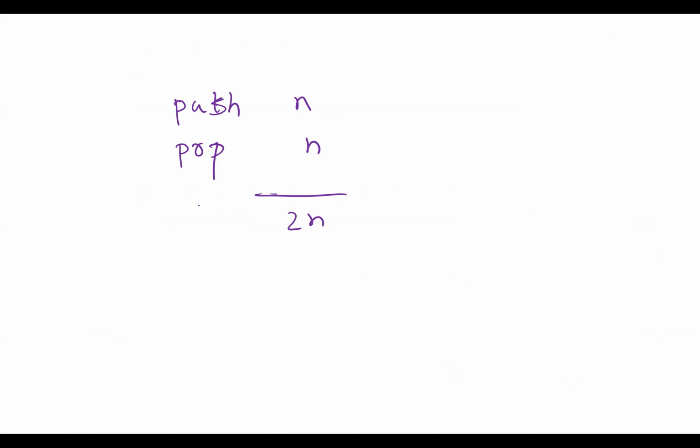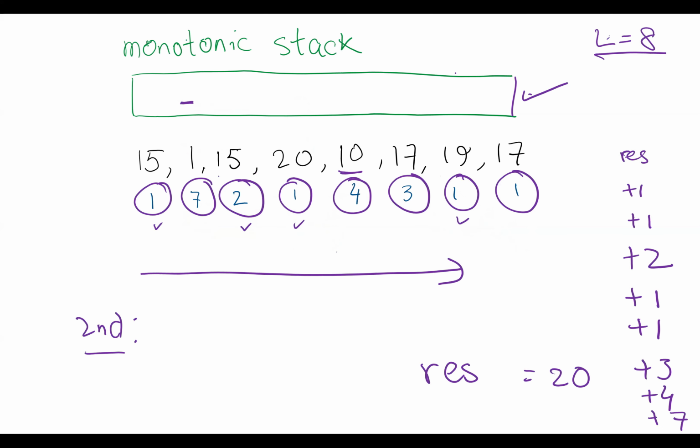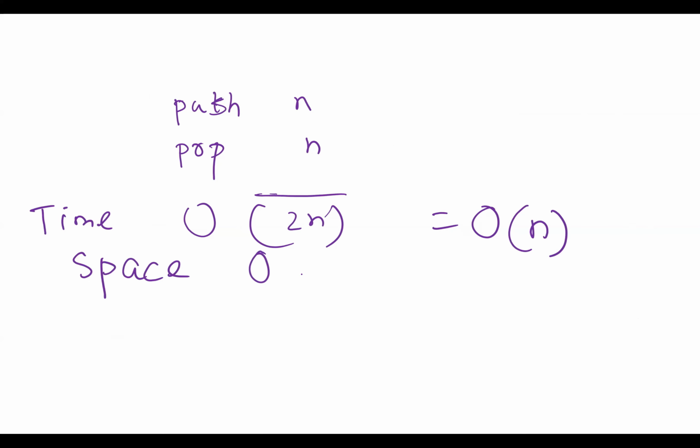And we read from left to right just once. So it's order of n. That's the time complexity. And the space complexity, you see, in the worst case, we have this monotonic stack all full. So in the worst case, everything goes in here. So that's also order of n.